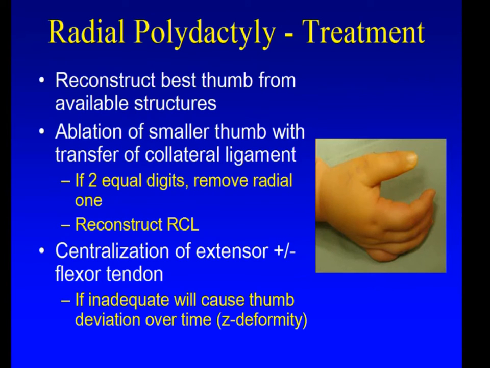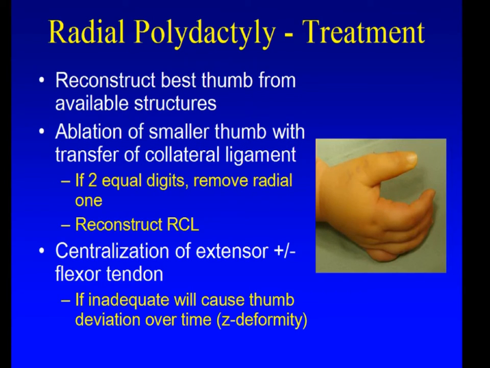So in terms of treating this problem, as I'd started to say, you want to make sure that you reconstruct the best thumb possible from the structures that you have. So typically that means removing the smaller thumb, which in most cases is going to be the radial thumb. However, there are sometimes when the ulnar thumb is smaller and less functional, and you need to do it the opposite way. So the most important thing is to pay attention to those collateral ligaments.